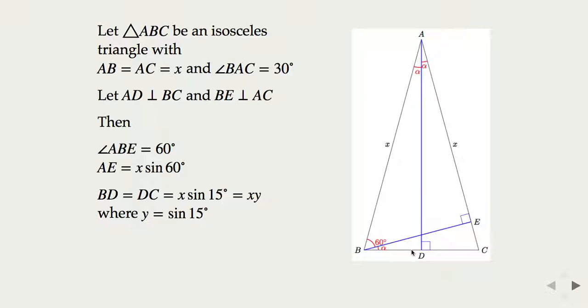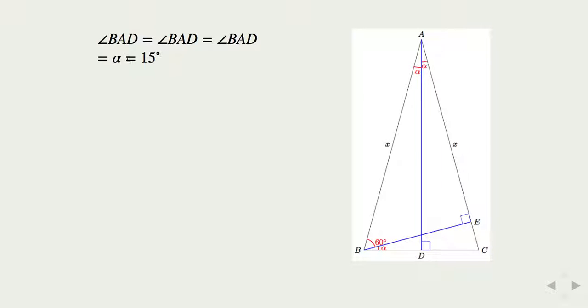You notice that BD and DC are equal, and these angles are 15 degrees. But then what is the EC value? The EC here is going to be sine alpha times BC. What is BC? BC is actually twice BD. So BC times sine alpha, and we know sine alpha equals y. Earlier we said that BD equals x times sine alpha, so you have 2x sine alpha times sine alpha. In other words, we have 2x y squared.